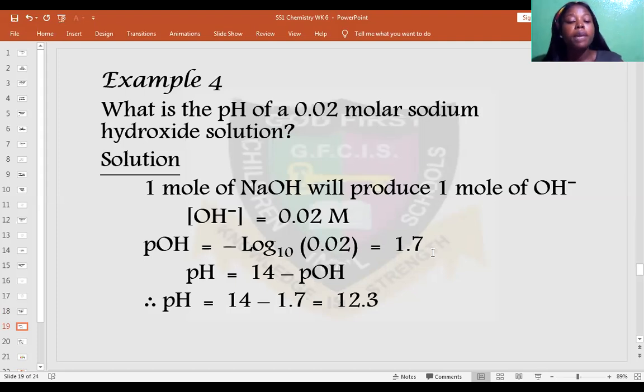So therefore, pH, which is the actual thing we are looking for, is equal to 14 minus pOH. So pH is equal to 14 minus 1.7, which is equal to 12.3. That's the pH of the solution. So did we get that? Yes, I'm sure we do.